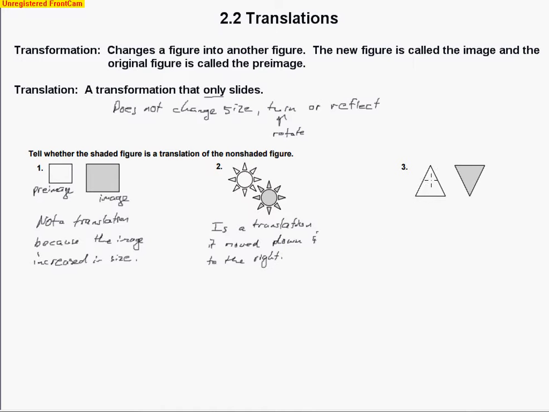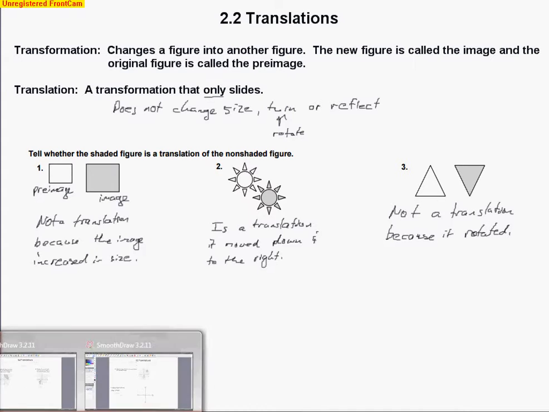This next one looks like it's the same size, but it did not translate. It actually did translate over to the right, but it also did another transformation. It rotated around 180 degrees, so this is not a translation. Not a translation because it rotated or turned. So you're going to see those types on the homework.